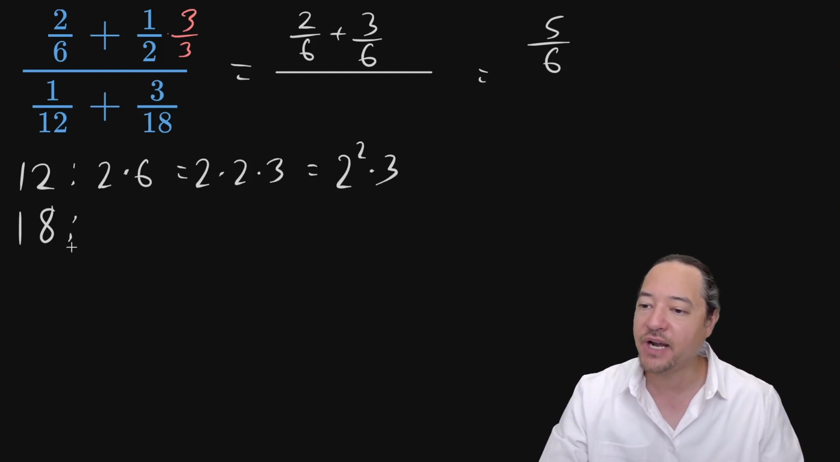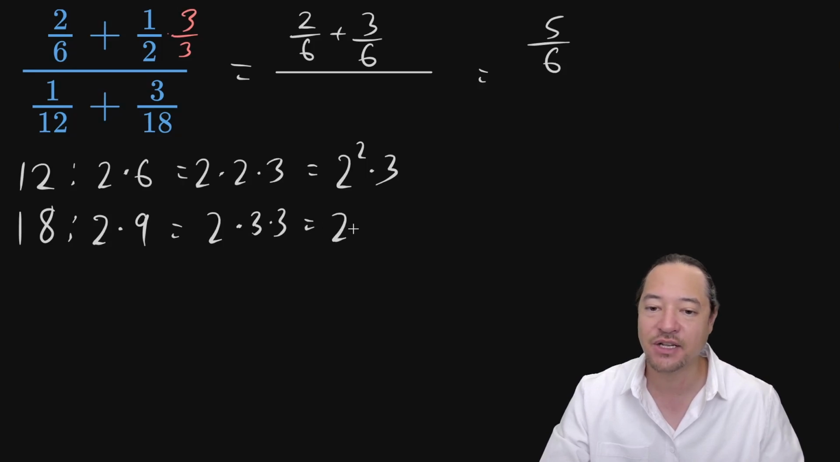Okay. For 18, I can think of that as 2 times 9, which is going to be 2 times 3 times 3, which is then 2 times 3 squared. So to get a common denominator, let's see what's missing. So this one, the factors of 2 are enough, but we're missing a factor of 3. So we're going to have an extra factor of 3 here that we have to multiply in. And this one, we're missing a factor of 2, aren't we? Okay, so we're going to add an extra factor of 2. The 3s are okay. That should be fine.